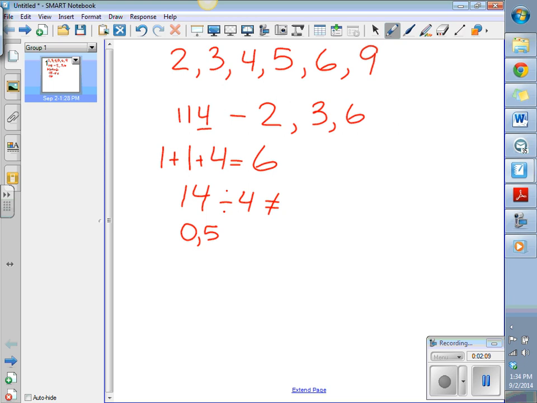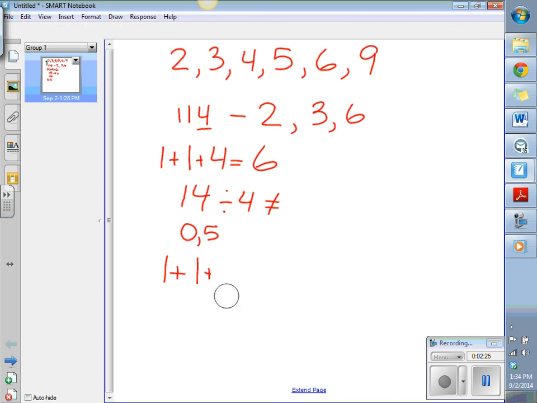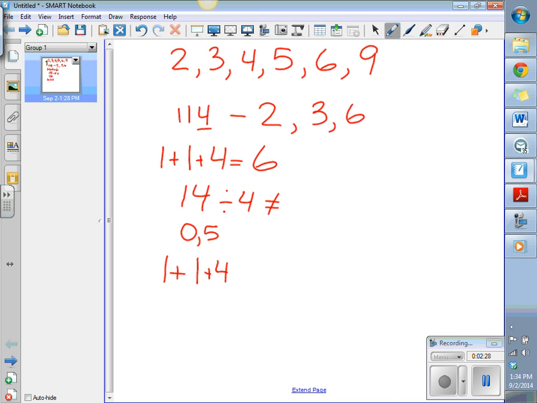And then for 9, again, we look at the sum of our digits. The 6 would have to be divisible by 9. Well, again, we look at 1 plus 1 plus 4, and in this case we get 6 still. If I divide that by 9, it does not work out, because I would get 2/3, right? So it is not going to be divisible by 9. Here we got a 2, so that worked. Okay, so that's how that works out.